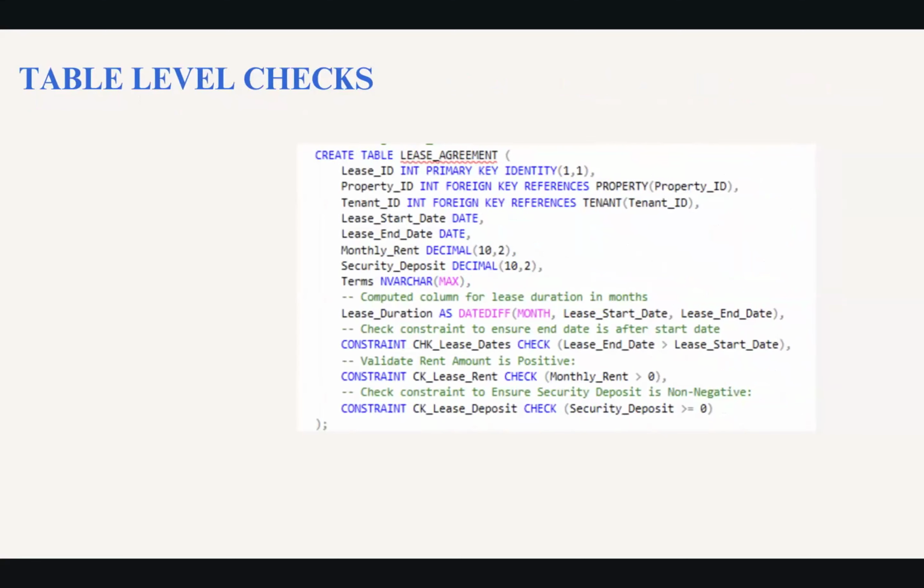So the lease agreement table is designed to manage lease data and to ensure data entry, we implemented constraints. The lease date enforces that the lease end date is after the start date. The lease rent ensures the monthly rent is positive, and the lease deposit guarantees the security deposit is non-negative. The monthly rent and security deposit columns use the decimal type for precise financial data, while terms stores the detailed lease terms as free text in varchar. Next.